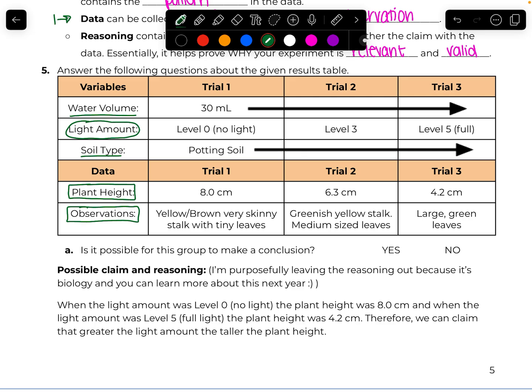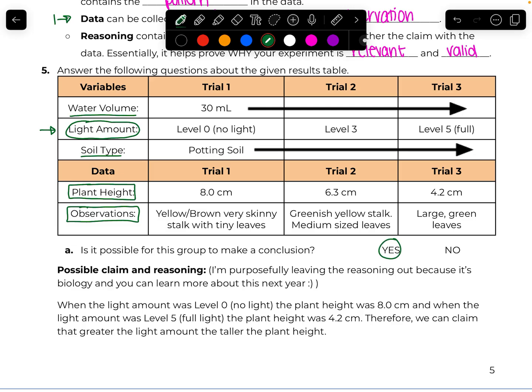So, is it possible for this group to make a conclusion? What I really mean by that is, do they have an independent variable and a dependent variable? And do they only have one independent variable? The answer is, yeah. I only changed one thing in this group. I changed the amount of light. Everything else was held constant, and I did collect data on this. So yes, I can potentially make a conclusion.